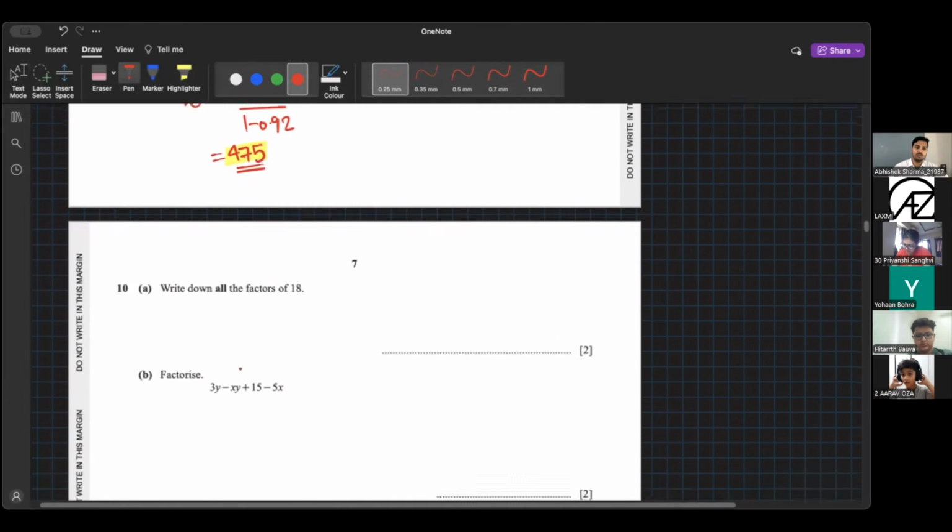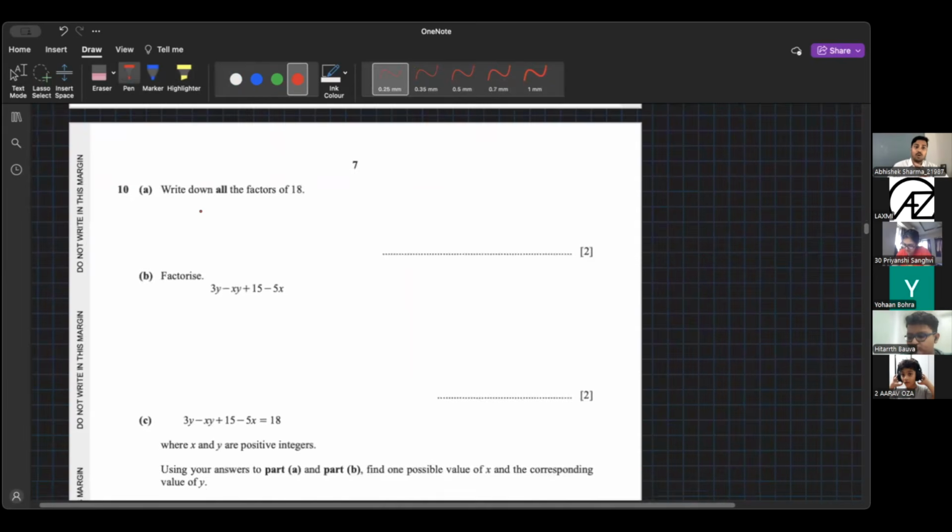Let's move on to question number 10 now. It says write down all the factors of 18. So what are the factors of 18? 1, 2, 3. Is 4 a factor? No. 5, 6, 7, 8, 9 and 18. These are the factors: 1, 2, 3, 6, 9 and 18. All the factors of 18.